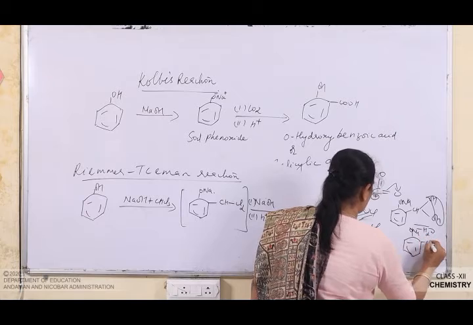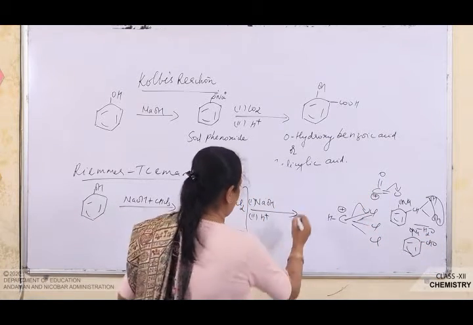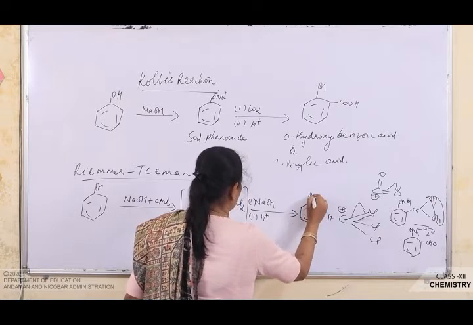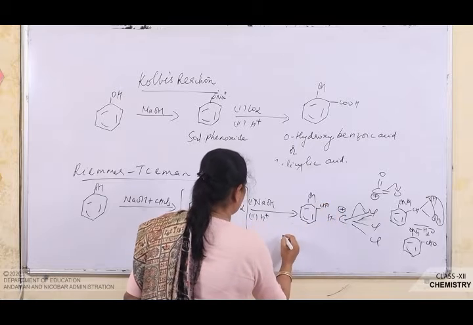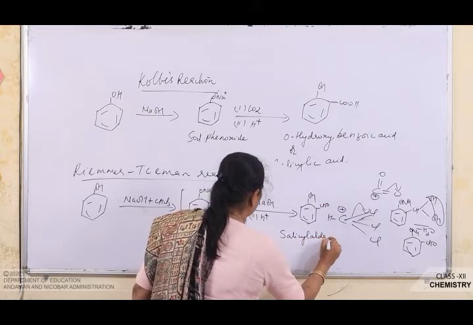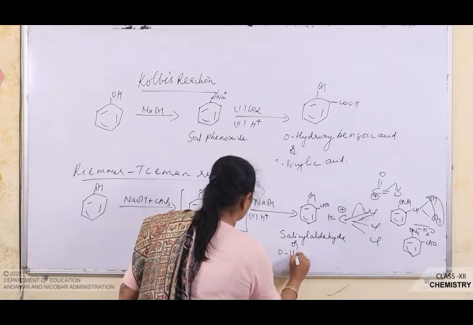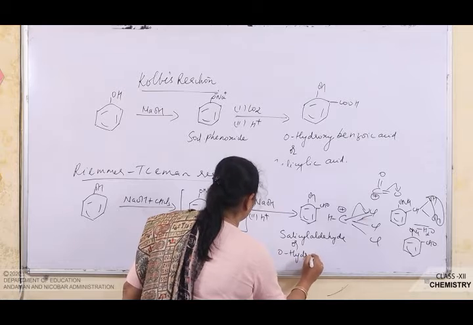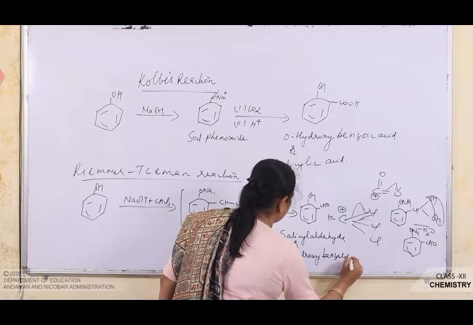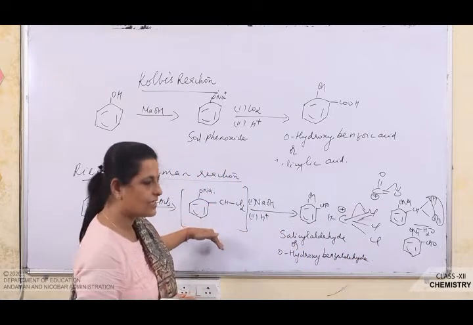ONaCHO, got it? And on acidification Na will be replaced by what? H. So the product is what? OHCHO. This is known as salicylaldehyde, or you can say orthohydroxybenzaldehyde. Is it clear? So both the reactions are somewhat the same.